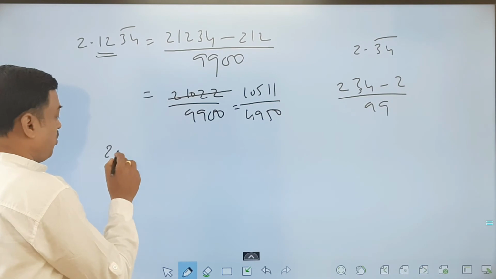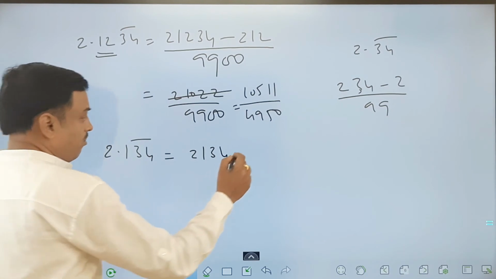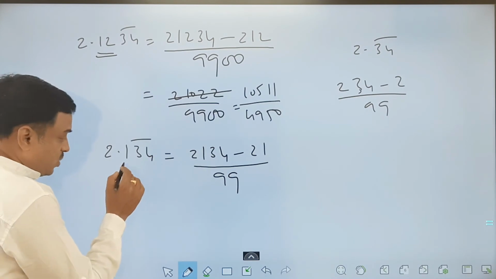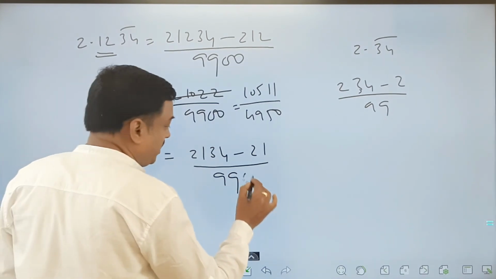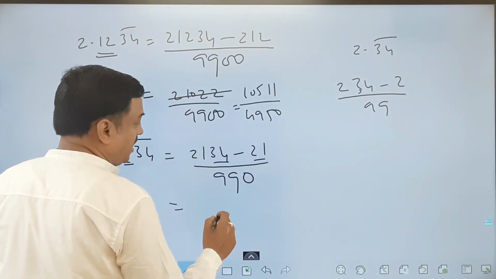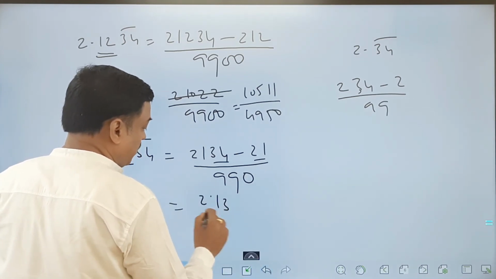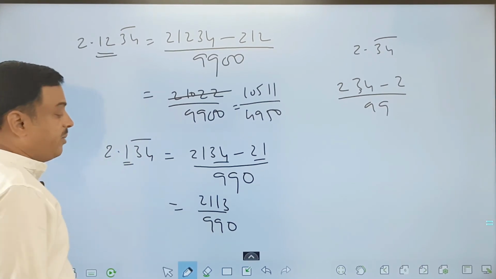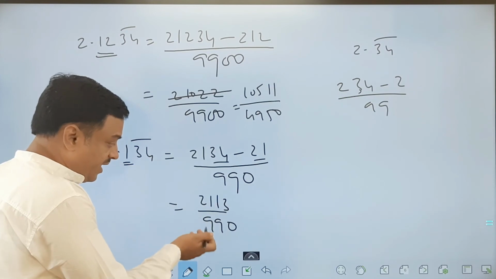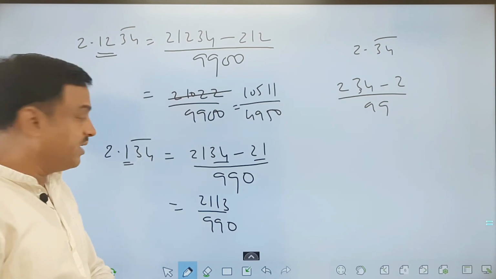A few quick examples. 2.134 bar, for example, is going to be 2134 minus 21 upon double nine, because the periodicity is 2, and there is only one decimal digit without bar here, so I should add only one 0 here. Is that clear? Now after you subtract, 34 minus 21 is 13, so it is going to be 13 upon 990. Since both of them are not even numbers, there is nothing to cancel. Further, are they both multiples of 3? Denominator yes, but numerator is not. So this is the final answer, which cannot be cancelled further.